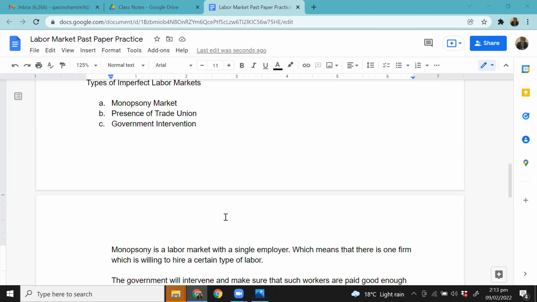Okay. That being said, so that's what a trade union is, right? Now, students, why is that a problem, and how does it create an imperfect labor market? The presence of trade unions creates an imperfect labor market. Why? Because they get more bargaining power against the firms, right?